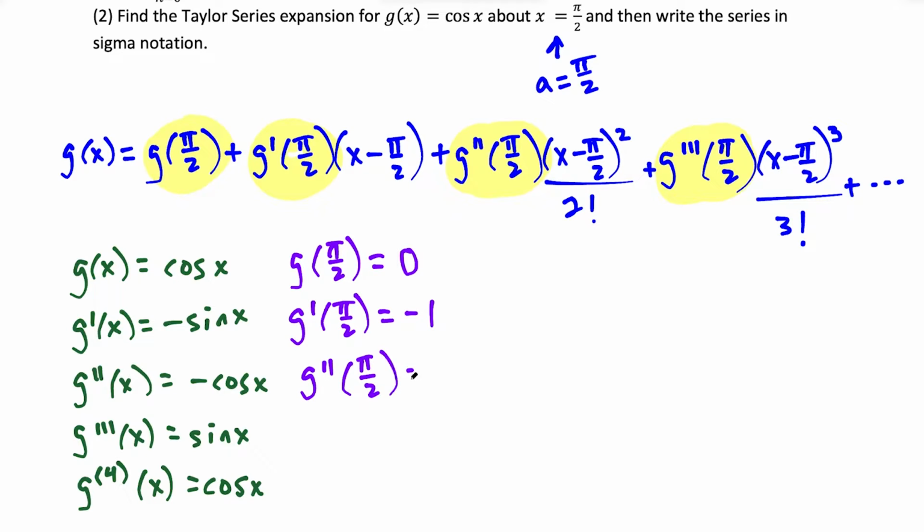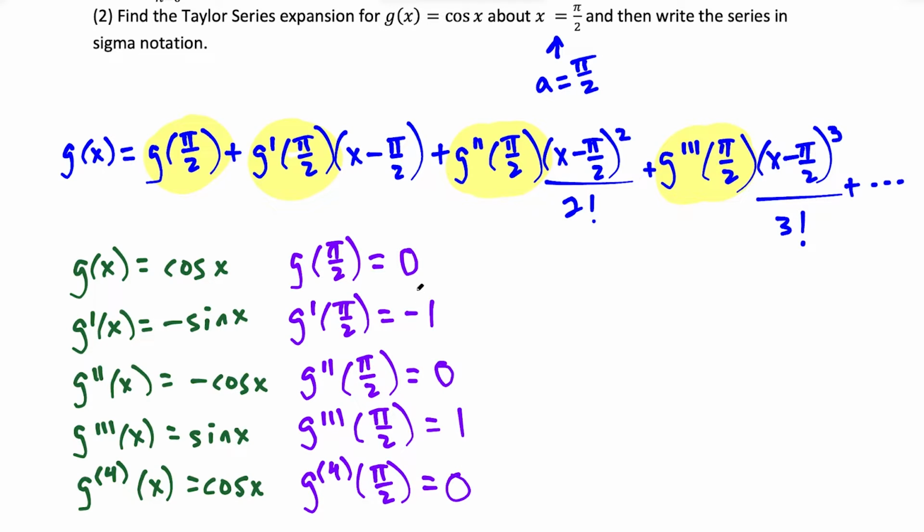And then we have g double prime at pi over 2. And that's going to give us negative cosine pi over 2, which is going to give us 0. And then the third derivative of g at pi over 2 is equal to sine at pi over 2, which is equal to 1. So then if we were to find the fourth derivative here at pi over 2, this is going to bring us back to 0. And by now the pattern should be obvious. We have 0, negative 1, 0, 1, 0. The next value would be negative 1 if we were to take the fifth derivative at pi over 2.